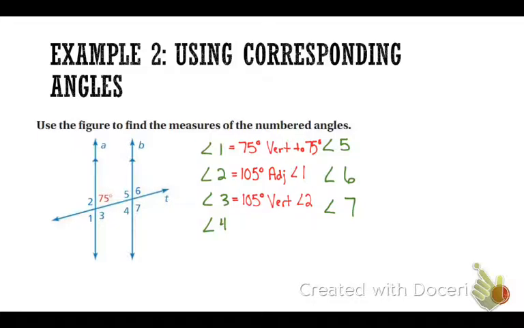All right, go ahead and do 4, 5, 6, and 7 with your table buddies. Hey, who wants to give me angle 4? Joel, what do you think? 75 degrees, corresponds to angle 1. Corresponds to angle 1. That's what I put too. All right, what about angle 5? Lydia, what'd you put for angle 5?